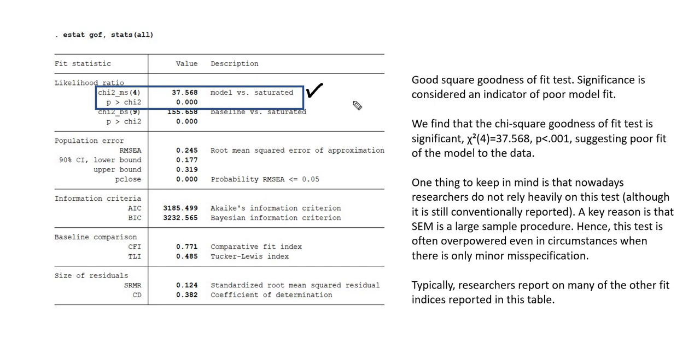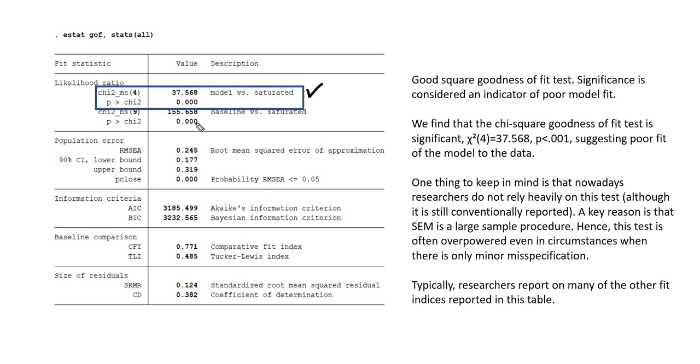One thing to keep in mind is that this is probably the oldest of the fit indices. Nowadays researchers still report on it, but they don't spend a whole lot of time with it in terms of judging model fit, because the chi-square test is impacted by sample size. Given that SEM is a large sample technique, we can have minor problems with our model fit, yet find it statistically significant, and then we end up rejecting the entire model when maybe it's not a terrible model to begin with.